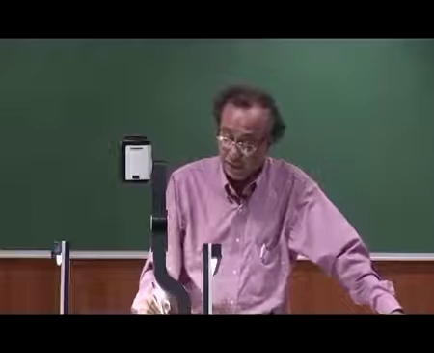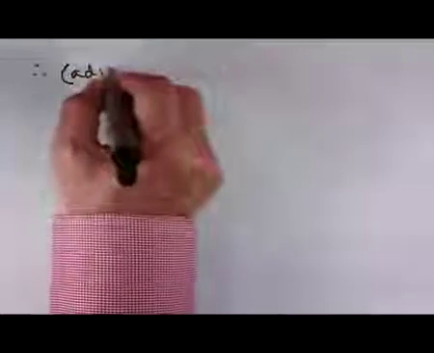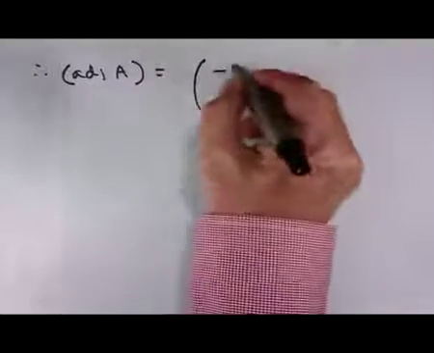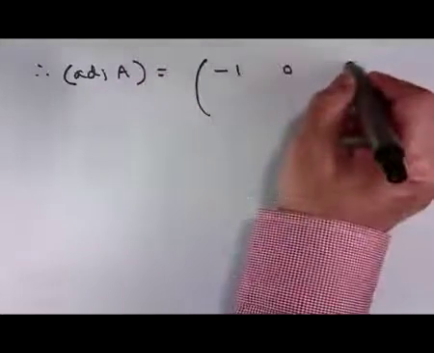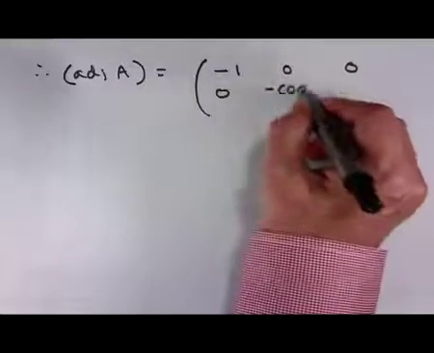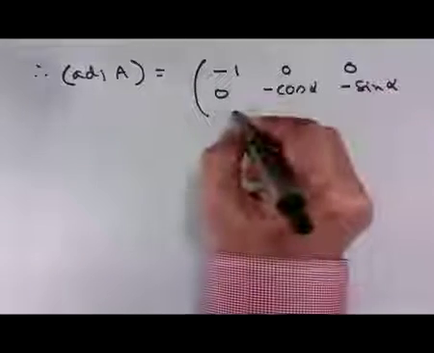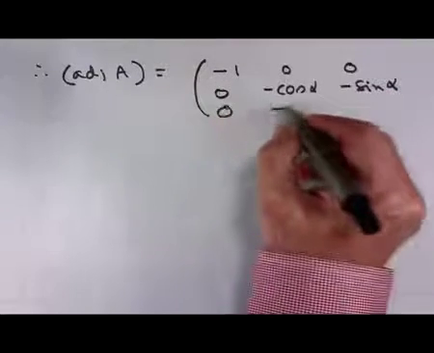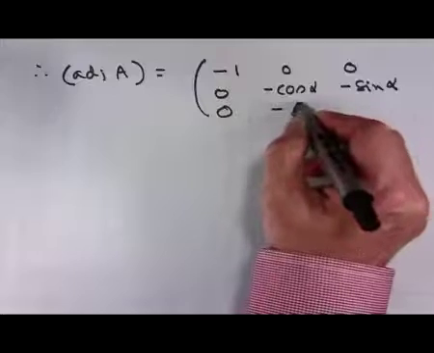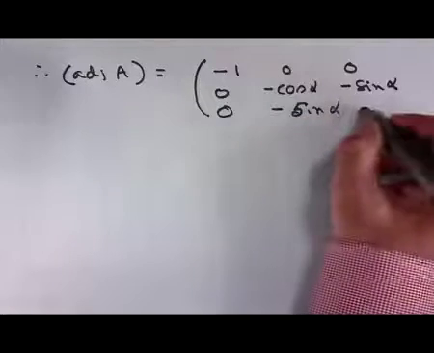Therefore, adjoint of A is equal to minus 1 0 0, 0 minus cos alpha minus sin alpha, 0 minus sin alpha cos alpha.